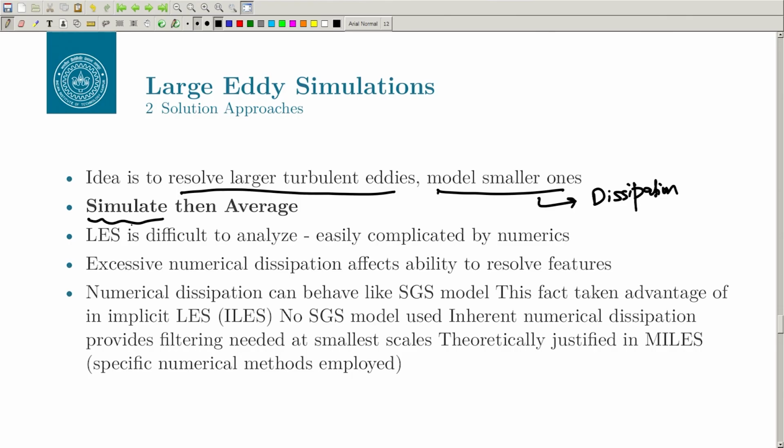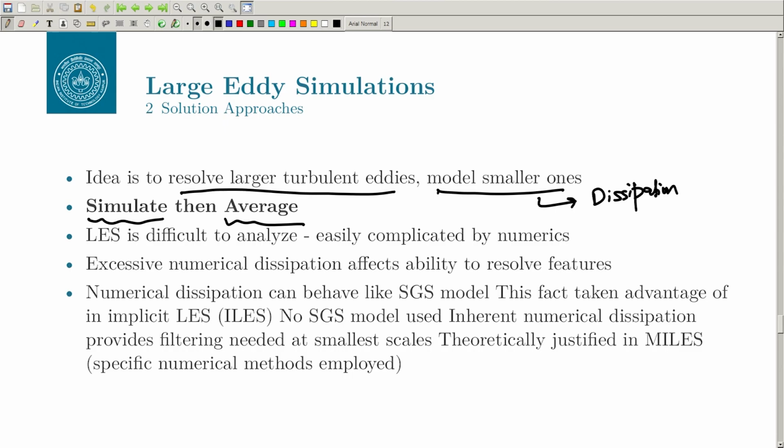We simulate the equation as it is, and after that we do averaging if we want to get the mean flow. So, when you simulate you get the fluctuating quantities, unlike RANS where you get the average quantities. Even in URANS you get the average quantity. So, that is the main difference: RANS is average then simulate, while LES and DNS are simulate then average.